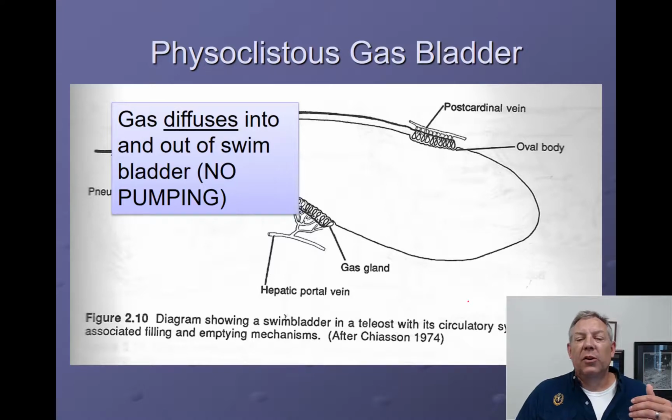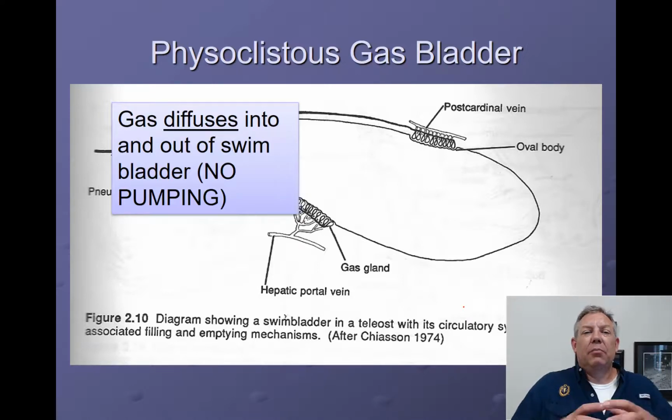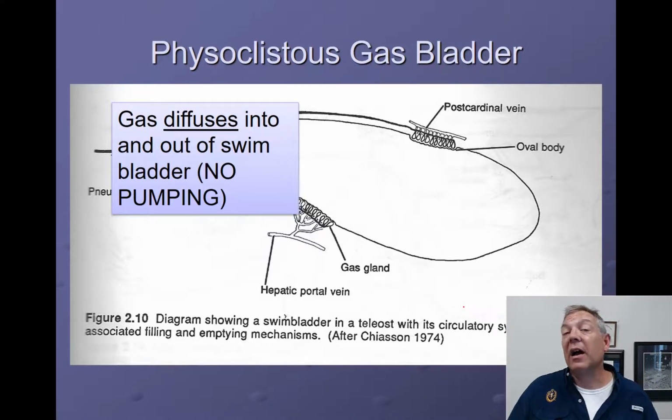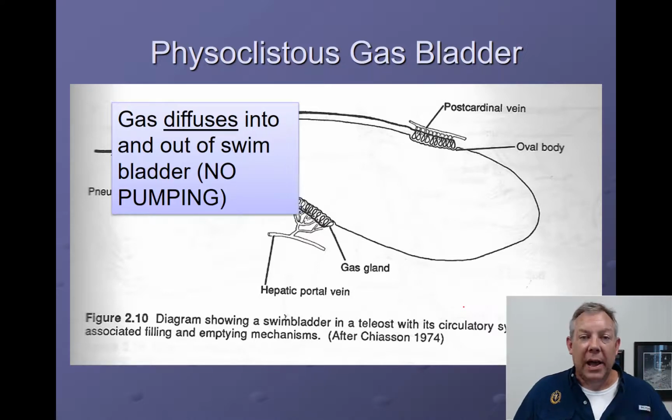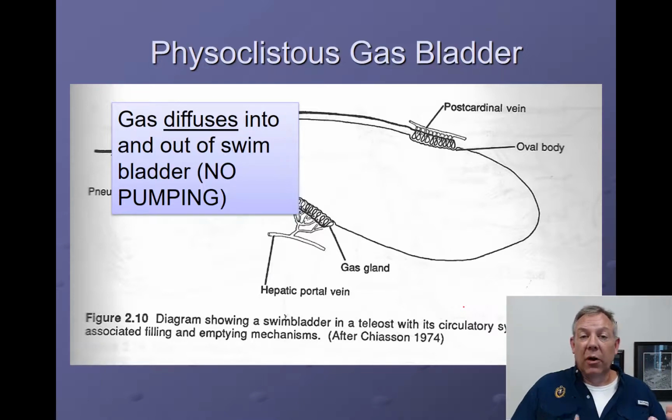But the fish is able to cause gas to diffuse out of their blood and into the gas bladder. And so you might think of pumping up a gas bladder would require active transport or actively pumping air, and that's not true. It's just simple diffusion. The concentration of gas is higher in the blood than in the gas bladder, and so that causes gas to diffuse into the gas bladder and it inflates. And then they're able to do the reverse if they need to deflate the gas bladder. We'll talk about the details of this later on in the semester.